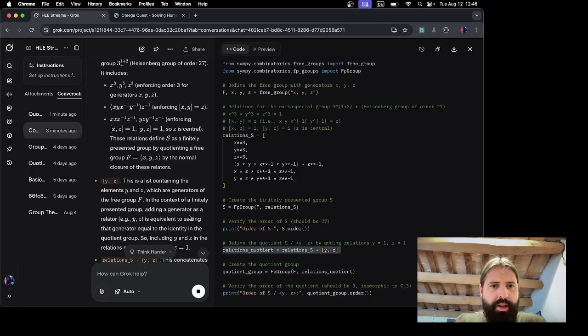It's a list containing the elements y and x, which are generators of the free group F. In the context of a finite generator, adding a generator as a relator is equivalent to setting that generator equal to the identity.